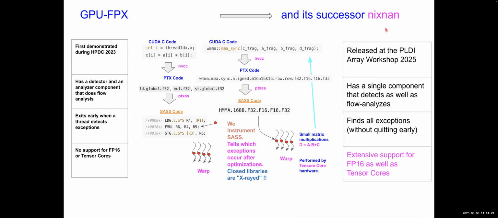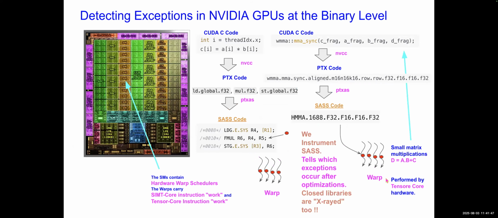We improved the GPU-FPX tool to include many more number formats, a certain set of bug fixes that keep the tool from failing to persist despite finding exceptions, and also extensive support for FP16, and last but not least, the tensor cores. So these are the instructions and executions shown in detail.